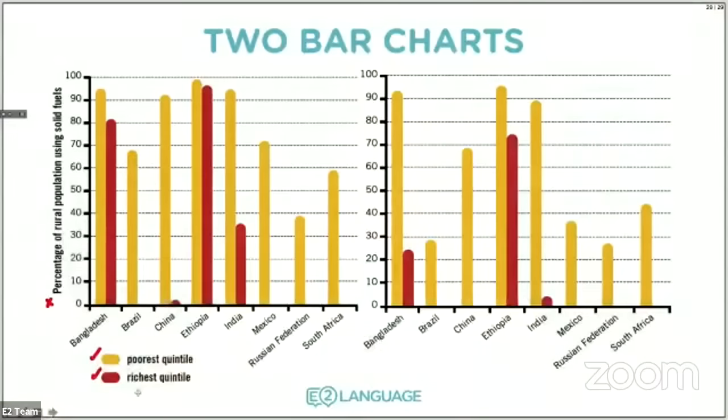What's a quintile? I have no idea, but it doesn't matter because what I'm going to do on test day is just describe whatever I see. Even if I don't really understand it, I'm going to kind of fake it, okay? Cool. And then what have we got here? Well, we've got names of countries, Bangladesh, Brazil, China, Ethiopia, etc.